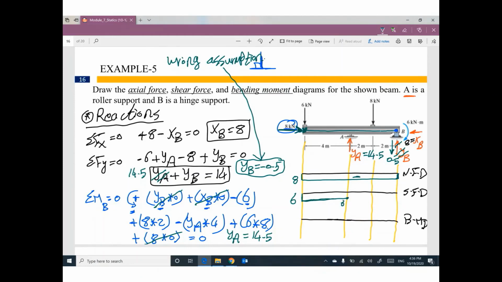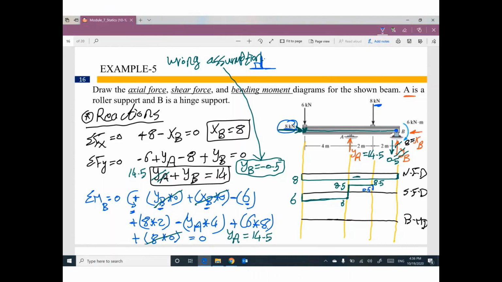We have YA coming up. So I will go up how much? 14.5. So I will go up 14.5. So until you reach, I think 8.5. This value will be 8.5. Keep walking until you reach this concentrated force. Remember, you are at 8.5. I need to go down how much? 8. If you go down 8, I will reach 0.5.